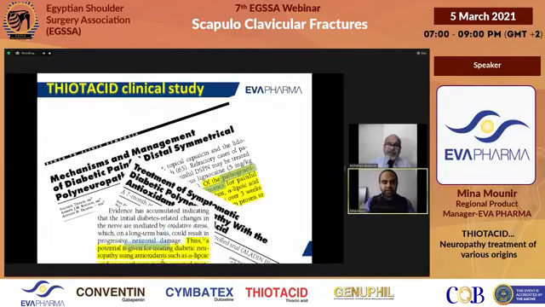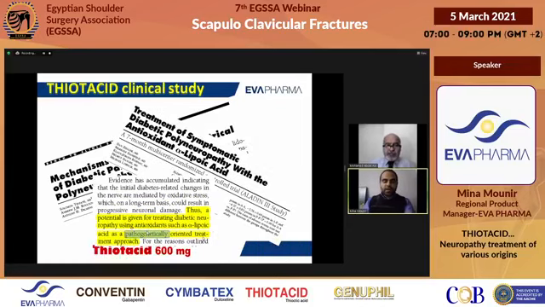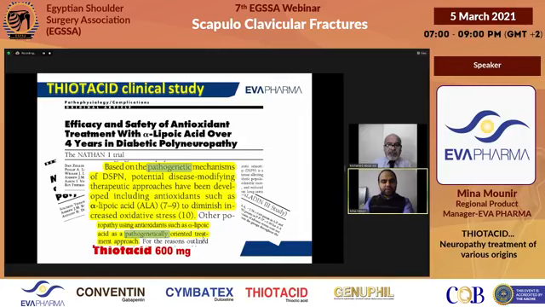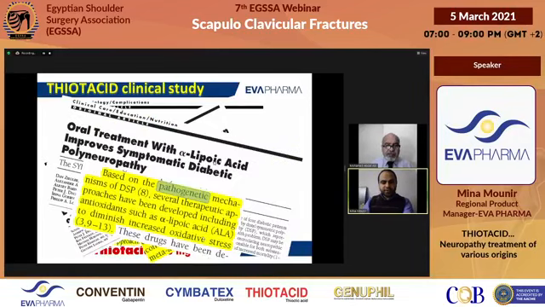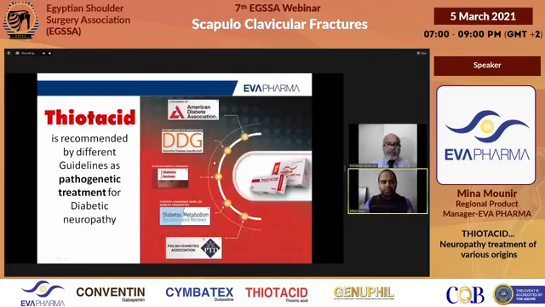As you see, all papers are talking about the pathogenetic mechanism or pathophysiology or pathogenetic treatment of diabetic neuropathy, as you see in different cases. And that is why different guidelines are recommending cytosine or alpha lipoic acid as a pathogenetic treatment, maybe the first line pathogenetic and also the only line, because it is the only approved pathogenetic treatment for diabetic neuropathy.